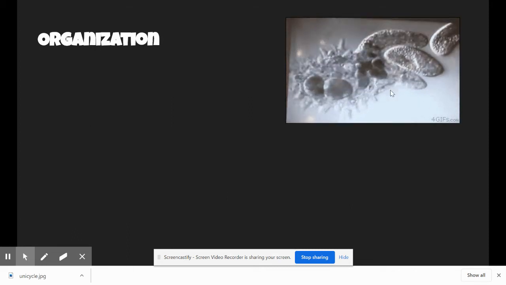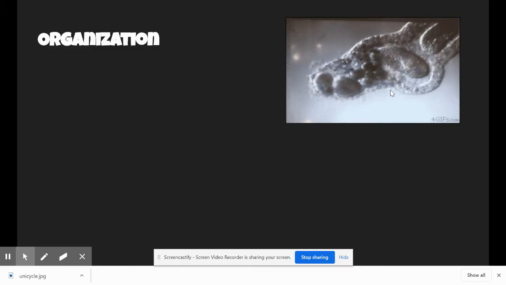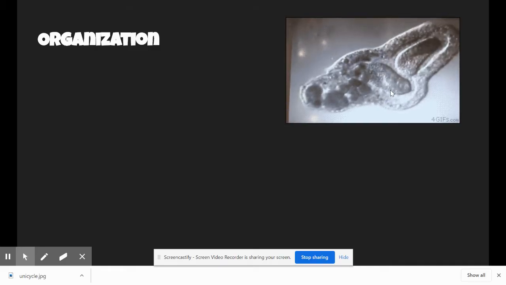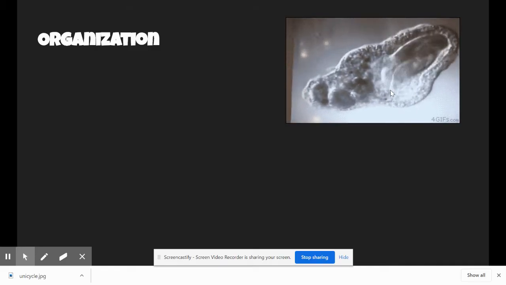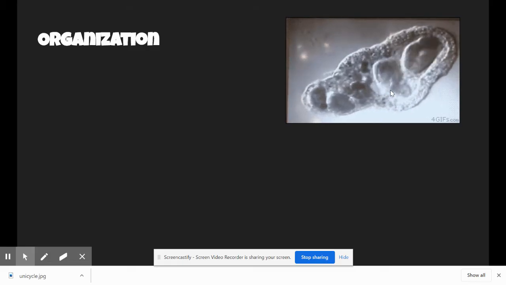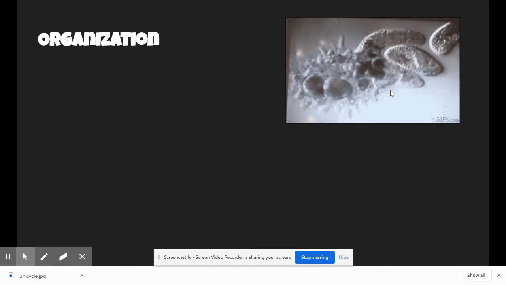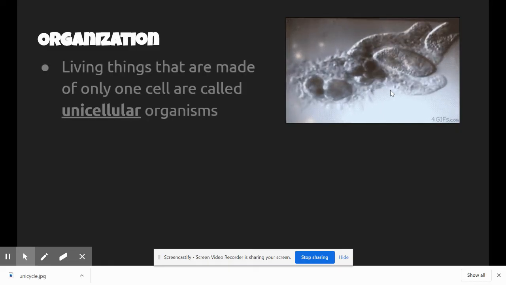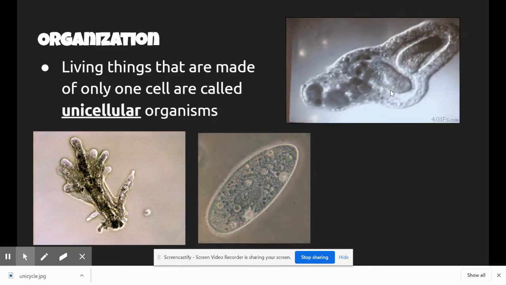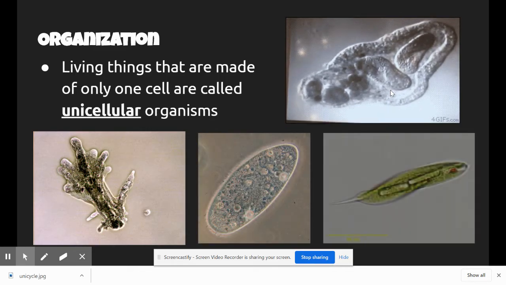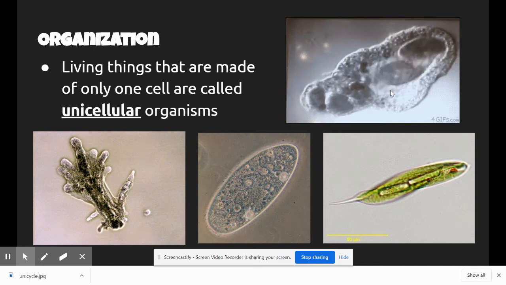This slide contains some images of unicellular organisms so you can see kind of what they look like. The image being shown in the top right corner is actually an amoeba, and it is eating a paramecium, and you see them going a little crazy in there because they're being digested. All right, and here's a picture of an amoeba, a picture of a paramecium, and then last we have a picture of a euglena.